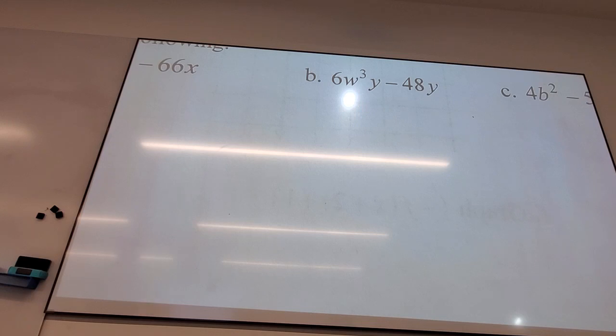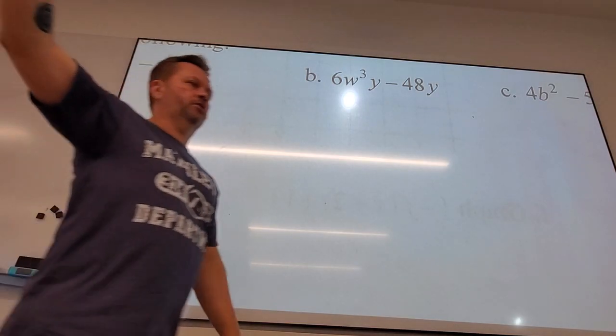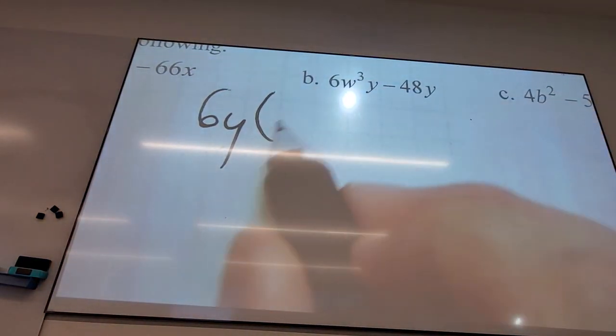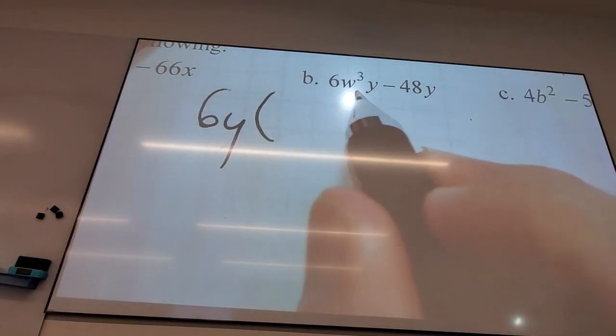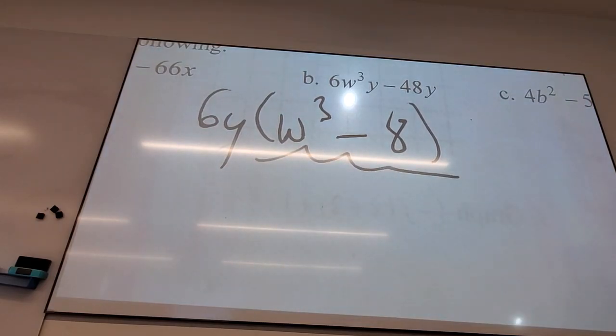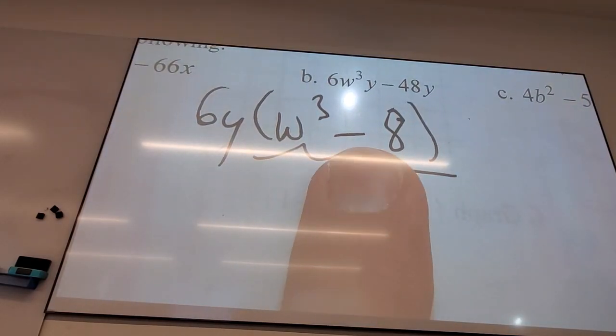But what saves you? What's the first thing you should always try? GCF. Is there anything common to both terms? 6y. So if I take a 6y out, what am I left with? W cubed minus 8. Now is this something? Yeah, it's cubes. So I can cut both of them up into 3 parts, so it's cubes.